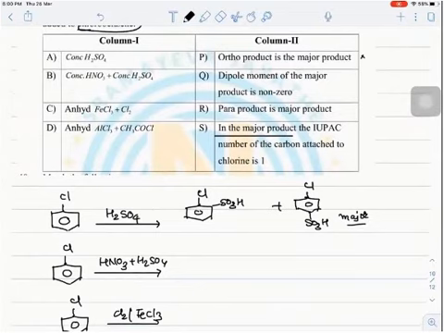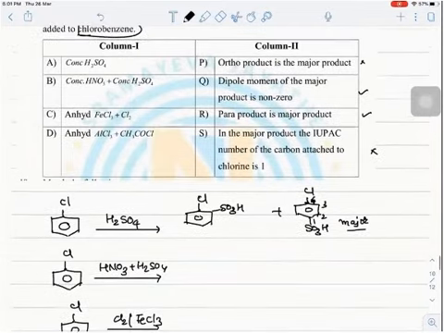Dipole moment of the major product is non-zero, because these are two different groups. This is correct. Para product is the major product, so this is correct. Now in the major product, the IUPAC name of the chlorine number: here 1, 2, 3, 4. It is not 1-chloro, it is 4-chloro. So this is incorrect. So A matches to Q and R.